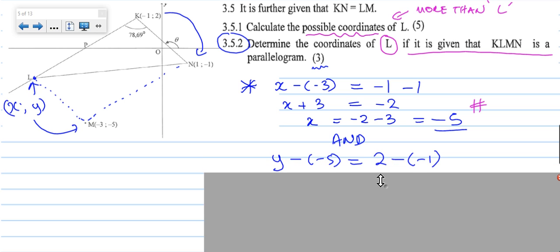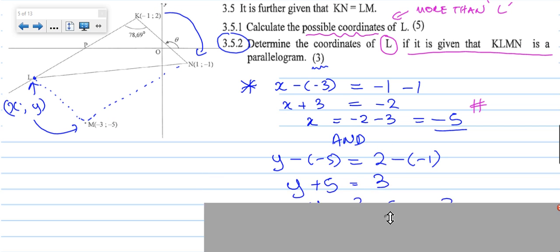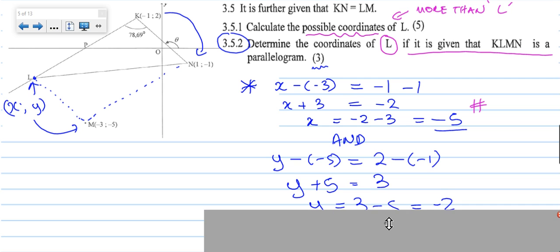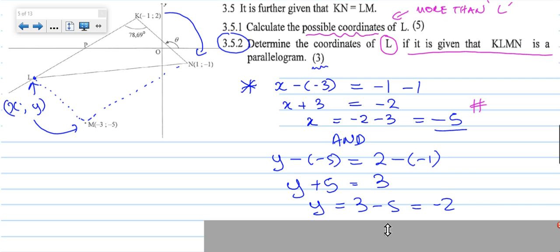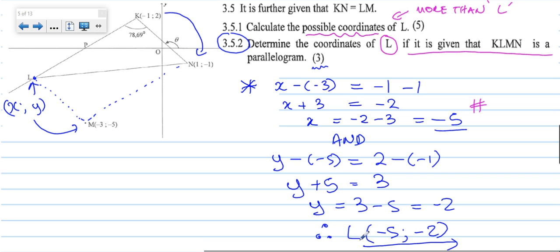The same thing with y, same order. y minus minus 5 is equal to 2 minus minus 1, and therefore y plus 5 is equal to 3. y is equal to 3 minus 5, which is equal to minus 2. Therefore L is (minus 5; minus 2).